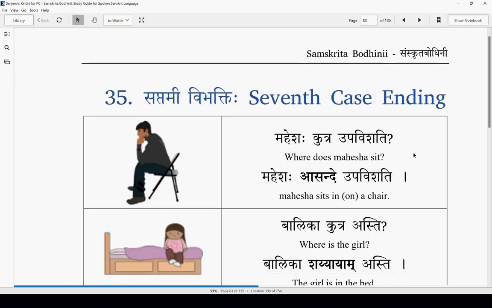So we have Saptami, Panchami and Sambodhanam. After that we'll come back to other topics. Saptami. Saptami is used to indicate location. Location of what? Location of where the Kriya is taking place.